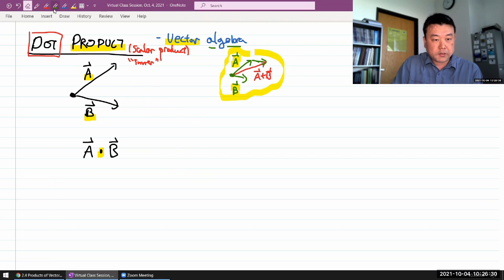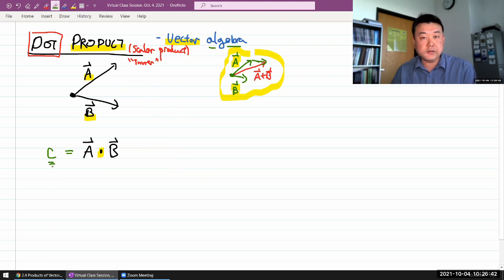So in a dot product, when you multiply these two things, you are going to get a number. You are going to get a scalar. You are going to get some much simpler mathematical quantity that doesn't have a sense of direction. And this is how the dot product is defined to give a scalar number.